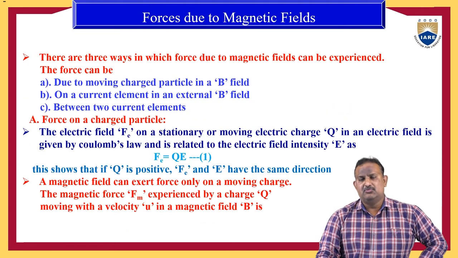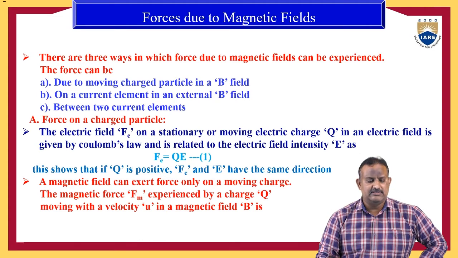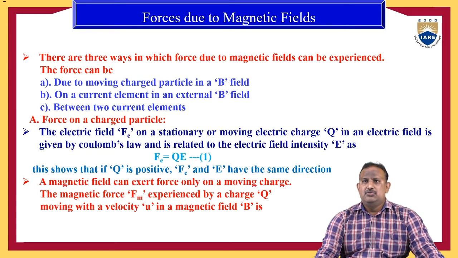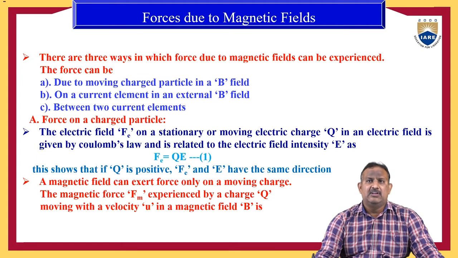Now we will discuss the forces due to magnetic fields. Here there are three ways in which the force due to magnetic fields can be experienced. The first one is the force due to a moving charged particle in a constant B field, a constant magnetic field.